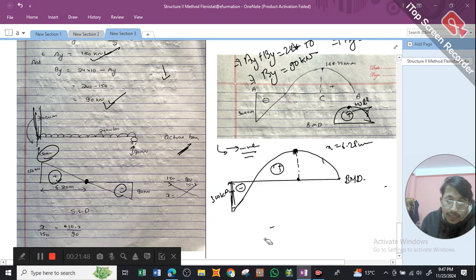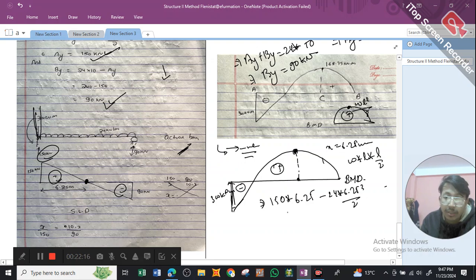So in order to find the value over here, at a distance of 6.25, we have a force acting over here, Ay, as 150, acting upwards to produce a clockwise moment. So 150 into 6.25 minus w, which is 24, into distance 6.25 whole square by 2. This is w into L into again L by 2, so it's simply w L square by 2. If we multiply this, we get the value as 168.75 kilonewton meter.